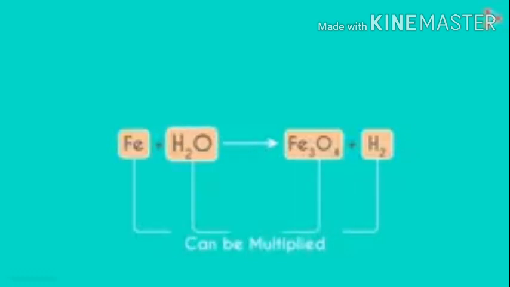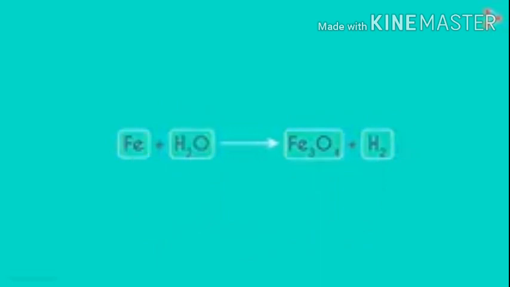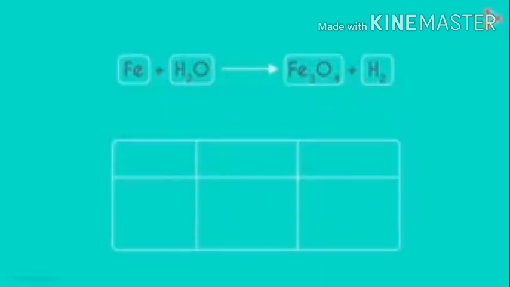Let us draw a table. Why don't you try filling up this table? List the number of atoms of different elements present in the unbalanced equation in the given table. The different elements are iron, Fe, hydrogen, H, oxygen, O.